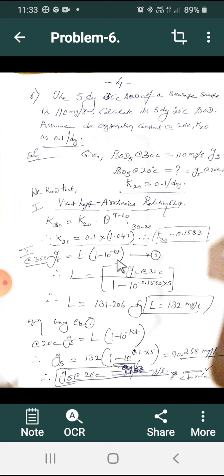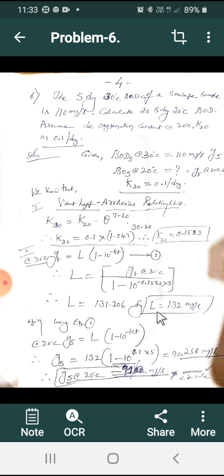Using the given values, substitute here and find K20, and by substituting you get K30. If you know K30, that is for 30 degree centigrade, Yt is equal to L into (1 minus 10 to the power of minus Kt). Substitute all the given values in this equation and you will get the L value.